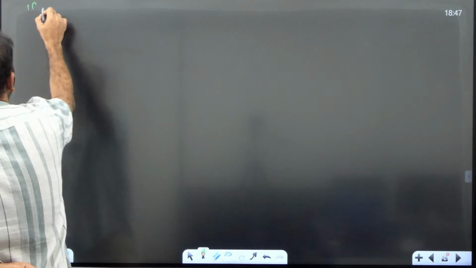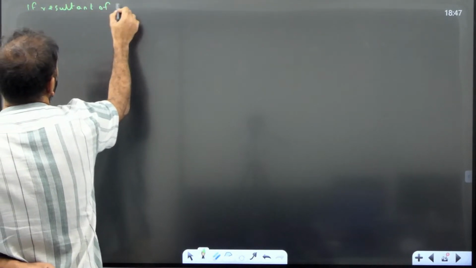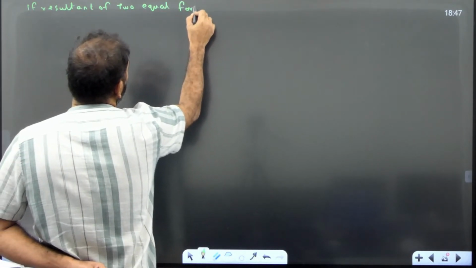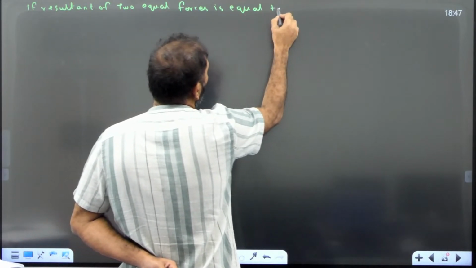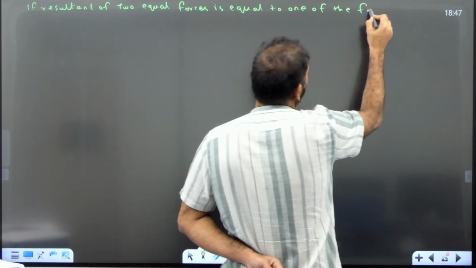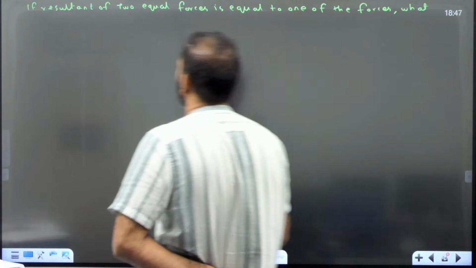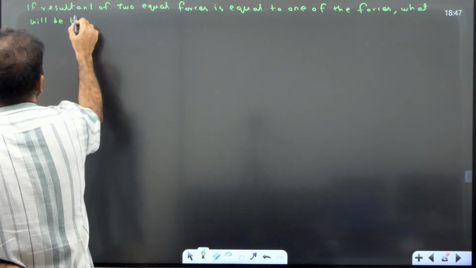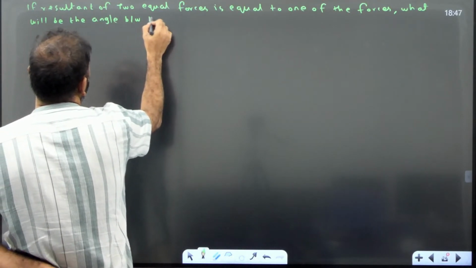ക്വസ്റ്റ്യൻ രണ്ട് രീതിയിൽ ചോദിക്കാം. The resultant of two equal forces is equal to one of the forces. What will be the angle between the forces?